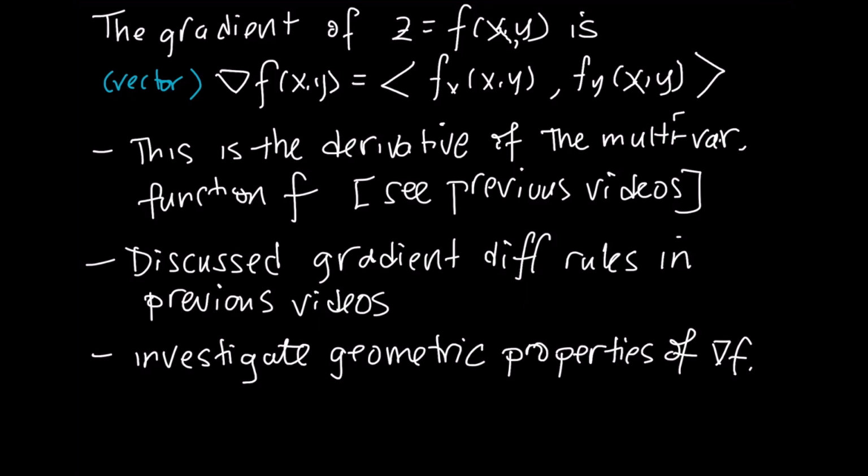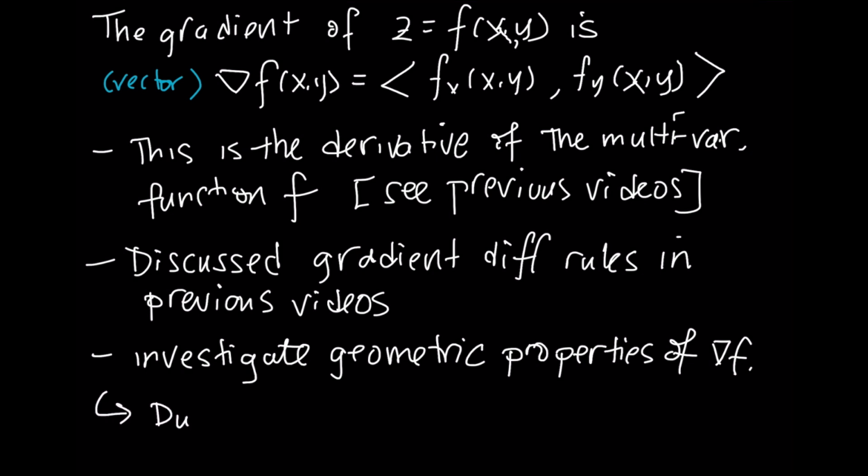The gradient of a function of two variables is given by this vector of partial derivatives. From a previous video, we discussed that the gradient is actually the derivative of a multivariable function. In addition, in some other videos, we've already talked about certain differentiation rules, so linearity, product rule, chain rule, etc. What we're going to do here is talk about geometric properties of the gradient.